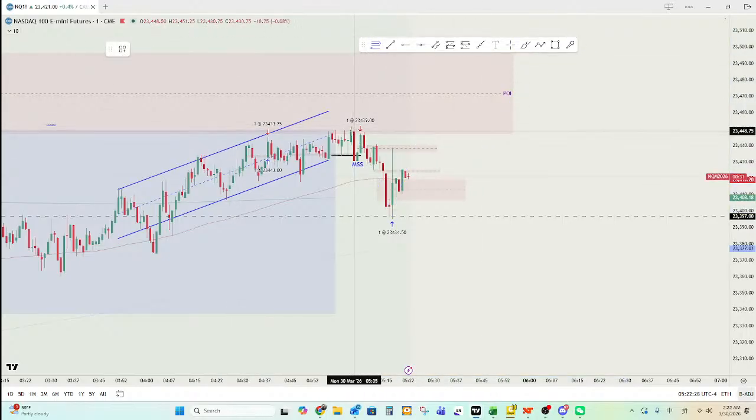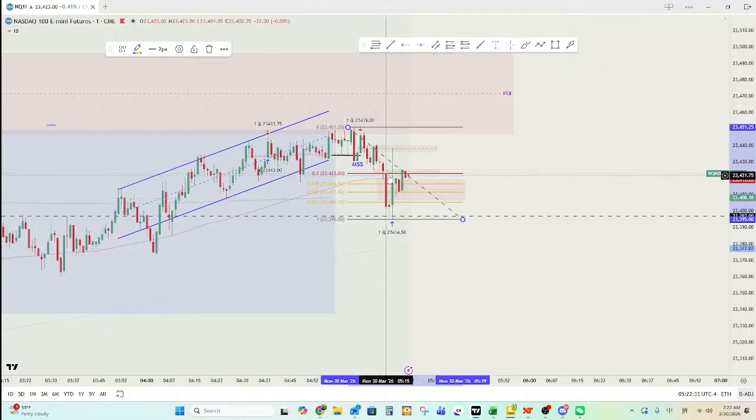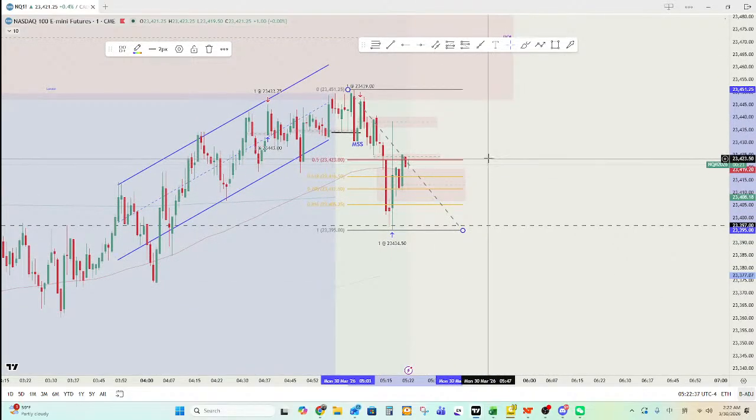Let's see the 50% level. Price usually hesitates at this level and then moves until it decides which direction to go.